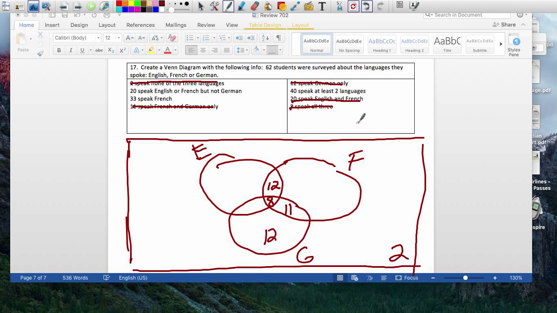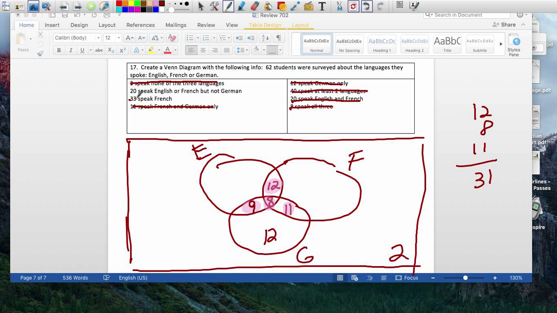What can I do next? 40 speak at least 2 languages. So I know this area where the 12 is, this area where the 11 is, and this area that's empty has to add up to, actually, sorry, it says at least. So even the 8 counts in here. So if you spoke 2 or more languages, you're good. So it'd be this section, this section, this section, and this section. So those 3 sections added up together have to add up to 40. So far I have 12, 8, and 11. That's 20, that's 31. So obviously from 40, that's a 9.